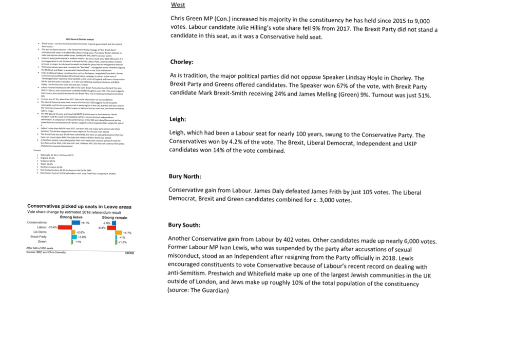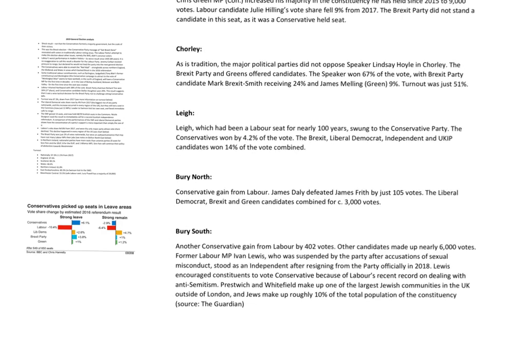And then Bury North. Bury North is very much like Bolton North East. It's one of the tightest seats in the country. The Conservatives gained from Labour. James Daly won by just 105 votes. The Lib Dems, Brexit and Green parties got 3,000 votes.